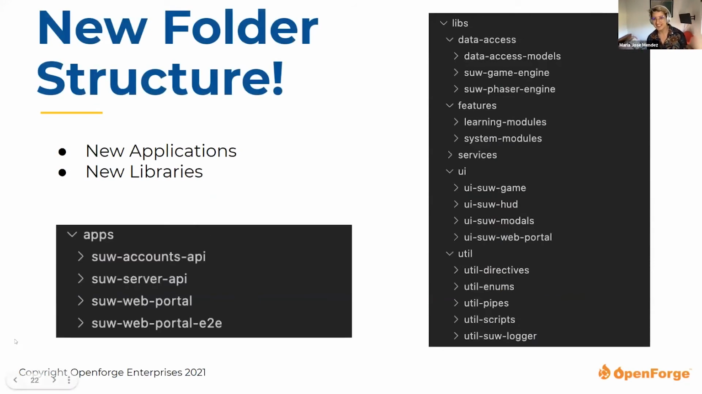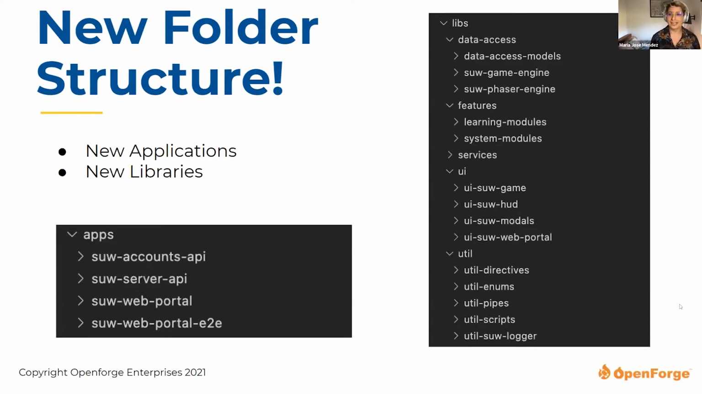So you can see that looks way better than the other screenshots. Now you can see all the libraries that we have, all the applications that we have. You can learn and read easily if a library is a data access library, a feature, a UI library, or just a util library. That can help us scale our application even more and add new features without worrying about redoing a lot of stuff.